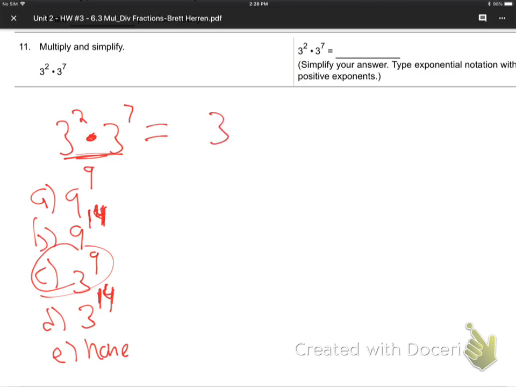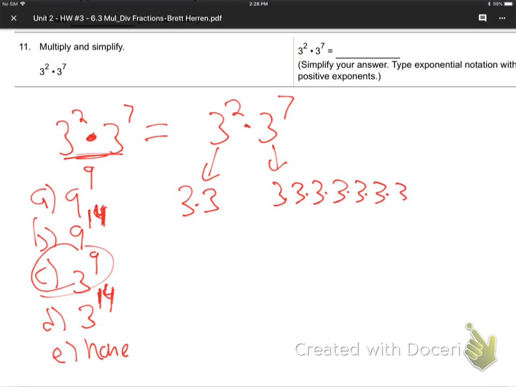Yeah, good. Good way to say that. Probably I'd say that same thing. I would just say, well, what is 3 squared? Isn't that 2 3's multiplied? And what is 3 to the 7th? Isn't that 7 3's multiplied? So what do you got there? 9 3's, not 9 9's, huh? Isn't that what's true? Yeah, you guys are right.